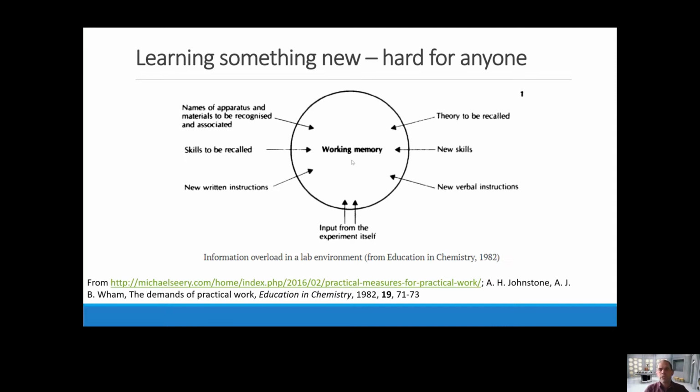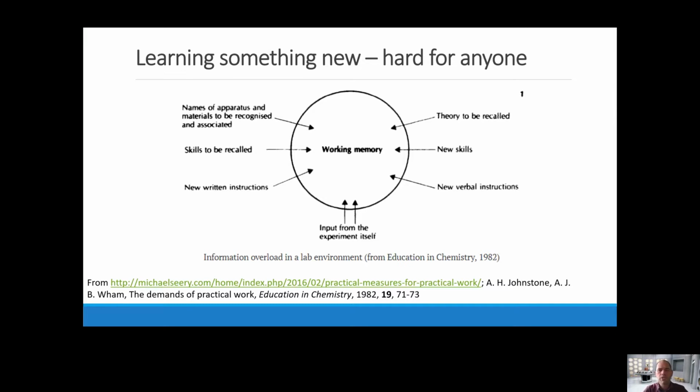So in terms of working memory and why it's hard for anyone to learn something new, these ideas have been around for a long time. Michael Seary pointed out Johnstone, who is obviously very famous in science circles with his ideas about the chemistry triplet, was talking about working memory and how to make practical work effective decades ago. So back in the 1970s and 1980s, he was working on this and thinking about how the practical classroom can be very challenging for students.